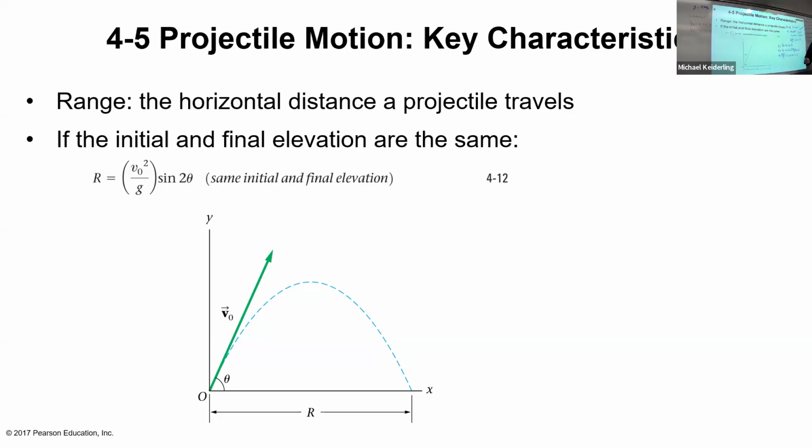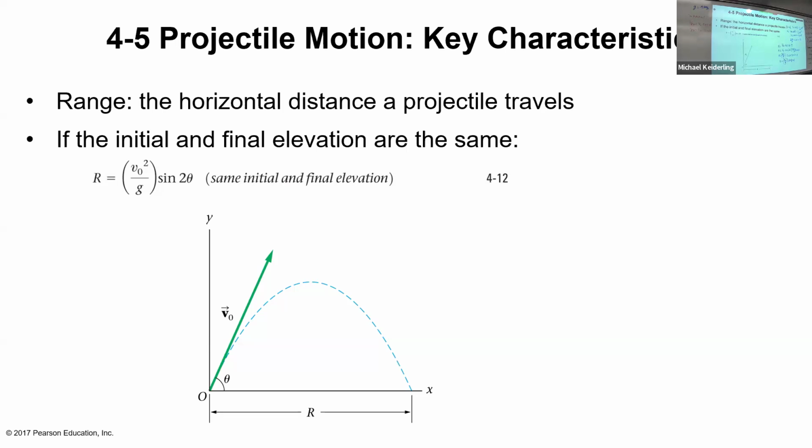Now, it turns out there's a trig identity that 2 cosine theta sine theta is the same as sine of 2 theta. So we use the trig identity, and we get that x equals v naught squared over g times sine of 2 theta. So that's how you derive the range equation.